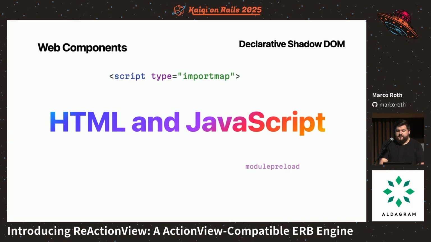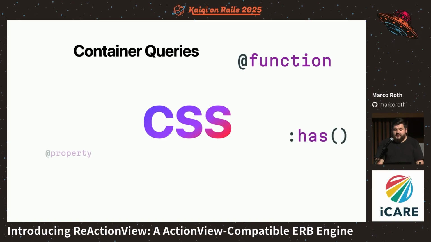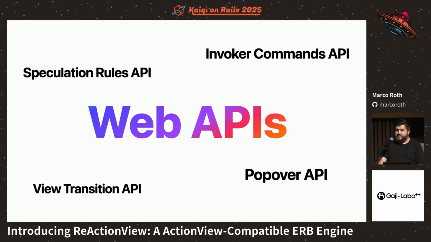Over the last few years, we saw a lot of advancements in the browsers, like import maps, web components, declarative shadow DOMs, PWAs, and so much more. In CSS, we got container queries, CSS nesting, and now even functions. In web APIs, we got the View Transition API, the popovers, and now even more recently the invoke commands API, which are super powerful.